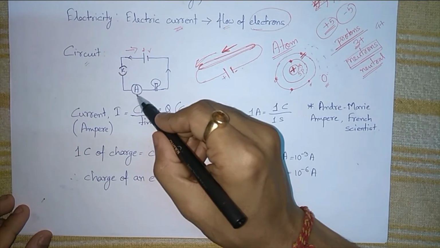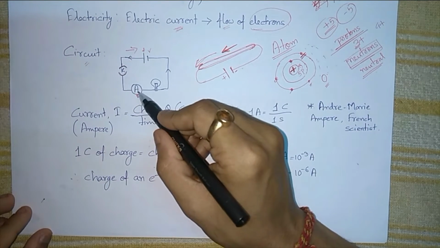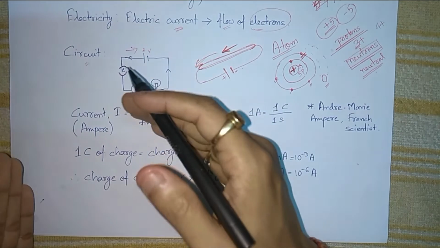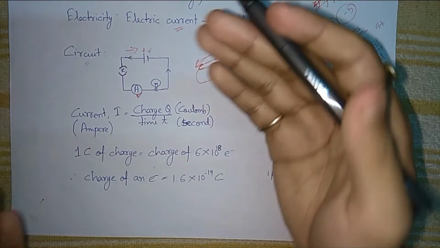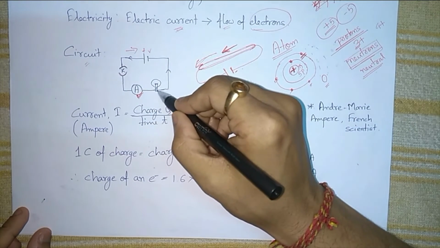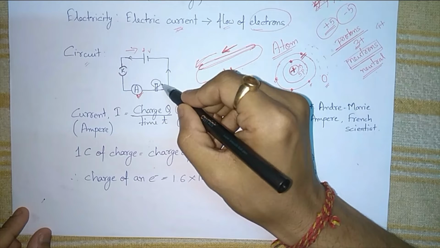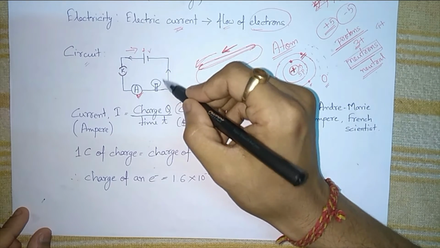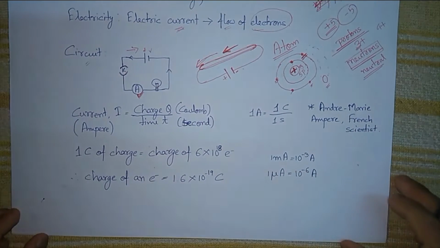So this is an ammeter. Ammeter means it can measure the current. Whether the current is more or less, or how much, that current can be measured by this ammeter. So this is the appliance. In this case, it is a light bulb. It may be a fan, a TV, a refrigerator, anything, an appliance.